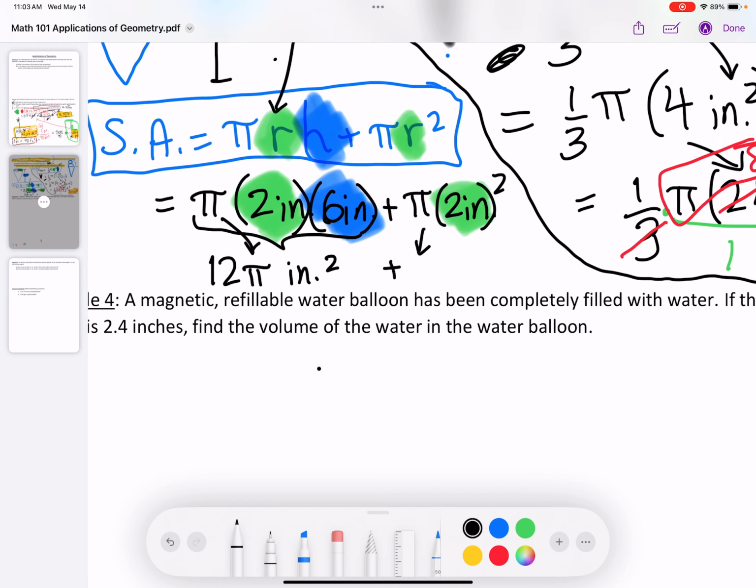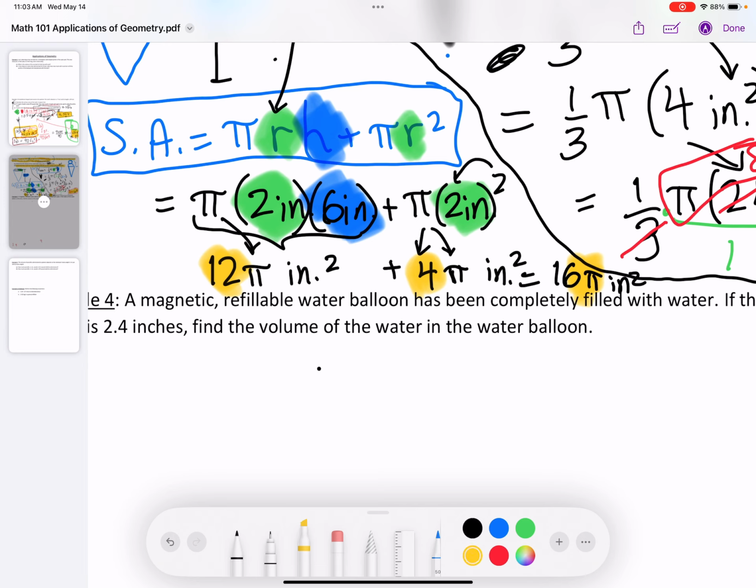Plus, what do we got here? There's a pi, but I'm squaring the 2. 2 times 2 will be 4, and then the pi. Pi is not being squared. If it was being squared, it'd also be in the parentheses. So I've got 12 pi square inches plus 4 pi square inches. We're just adding the coefficients. 12 plus 4 is 16. There you go. 16 pi square inches.